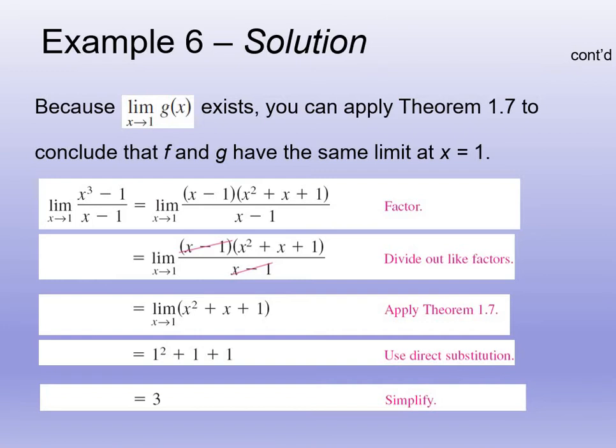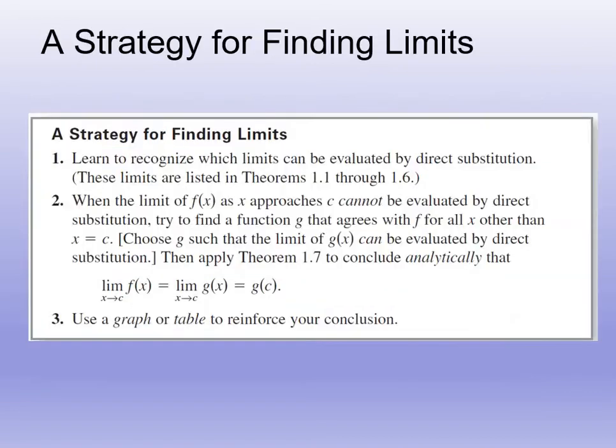The limit was 3. But we used the table approach, right? We plugged in a few values on the right of 1 and a few values on the left of 1, and it looked like they were both going to 3. So same type of scenario there. Okay? Alright, so just some basic strategies here for finding limits, right?